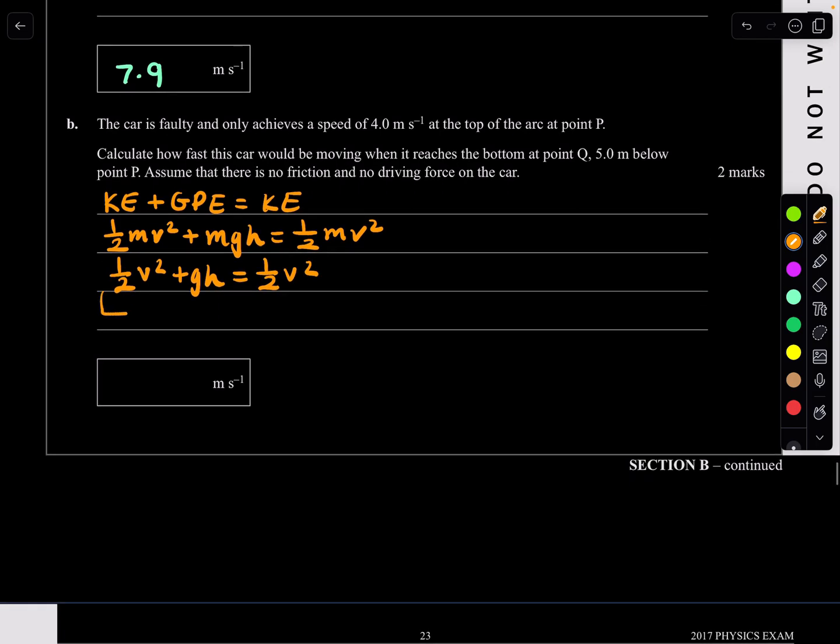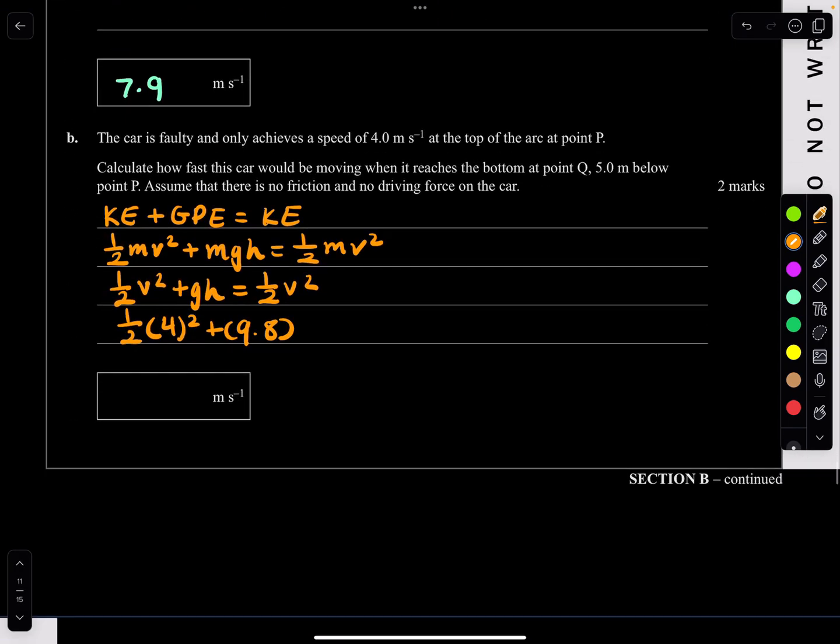And so this is at the top. And what do we know? We know half. What's the velocity at the top? They said it was 4, as they from here. So half times 4 squared plus g, which is 9.8. And what's the height at the top? As they said, it was 5 meters. And that's all equal to the kinetic energy at the bottom, which is half v squared.